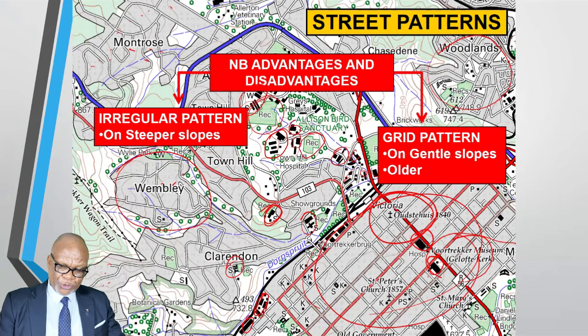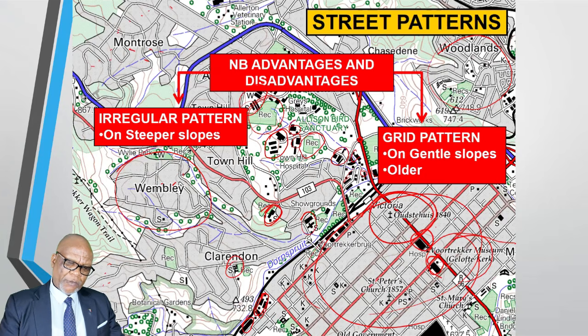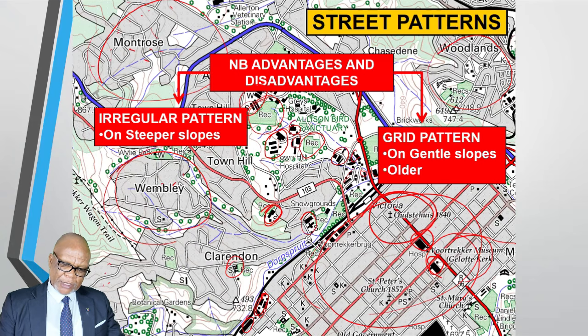This area over here is representing urban area. Which part represents urban area? All the gray parts here represent urban area. And this area where you have grid pattern represents the older part of the urban area. And this one with irregular pattern represents the newer part of the urban area.